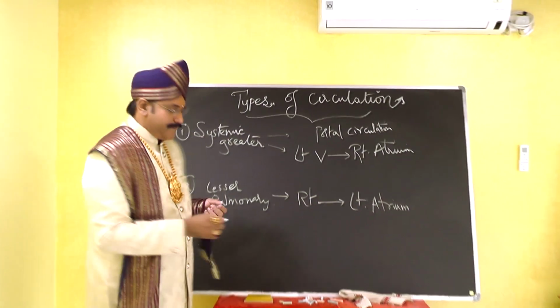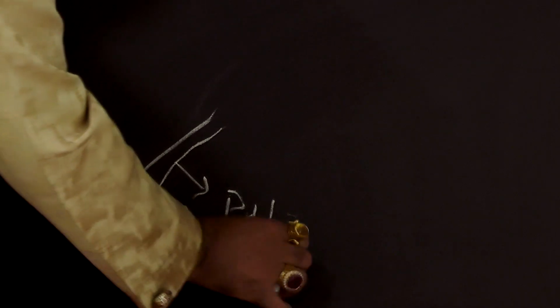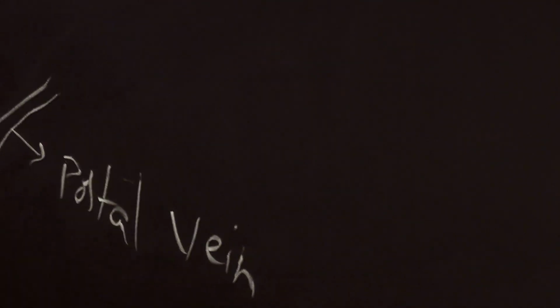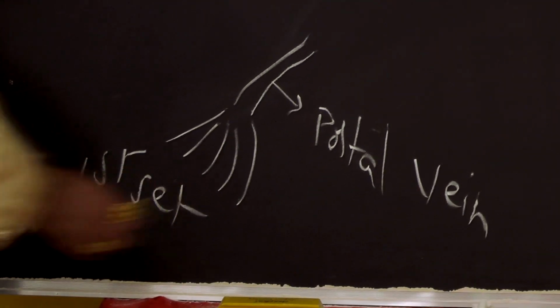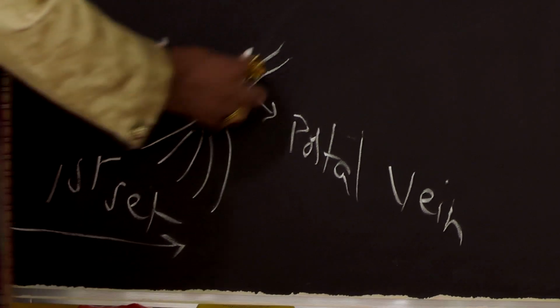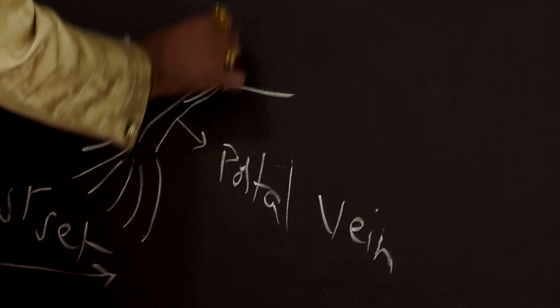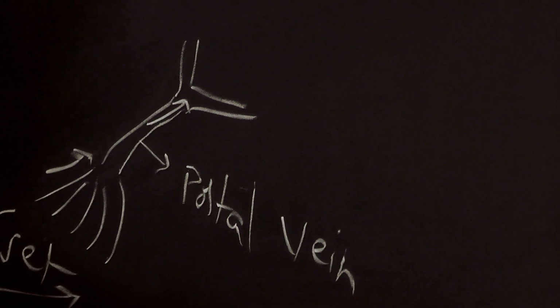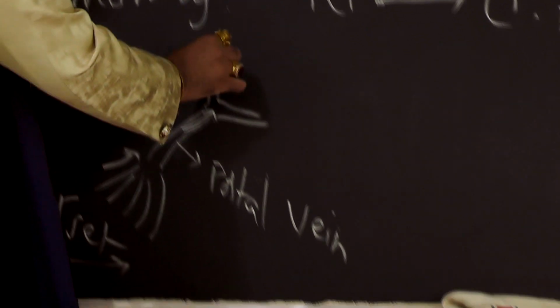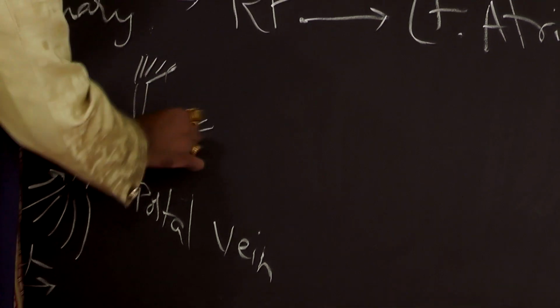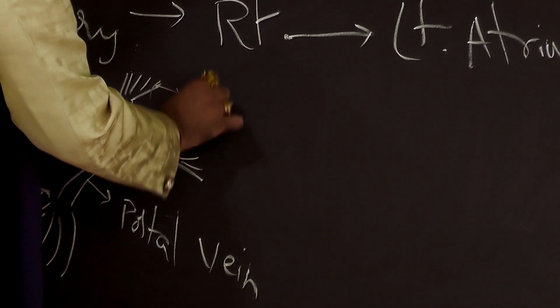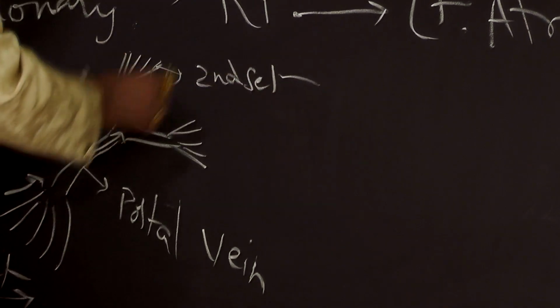In the portal circulation, we have got one set of capillaries or sinusoids. They are draining into one vein, and this is called portal vein. So this is the first set of capillaries, which are draining into a portal vein. Okay. And this portal vein branches into the right and left to open into a second set of capillaries. So you are having the second set of capillaries.